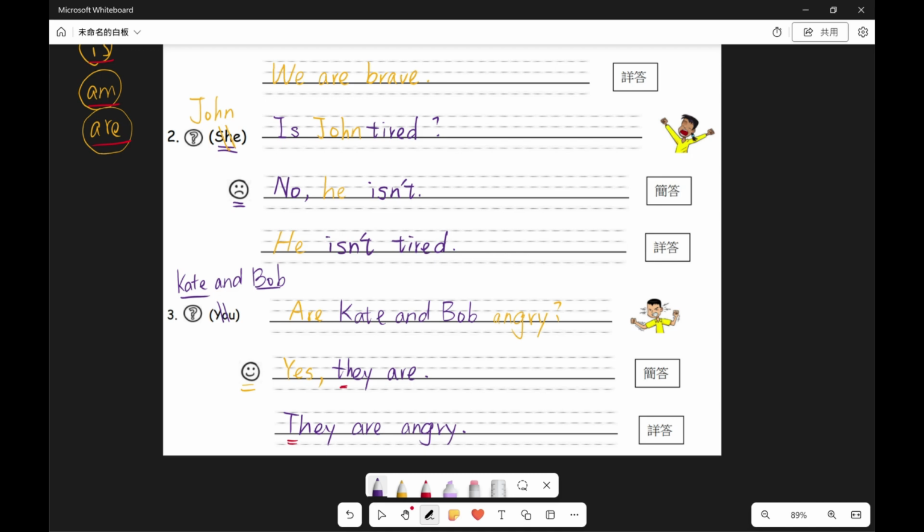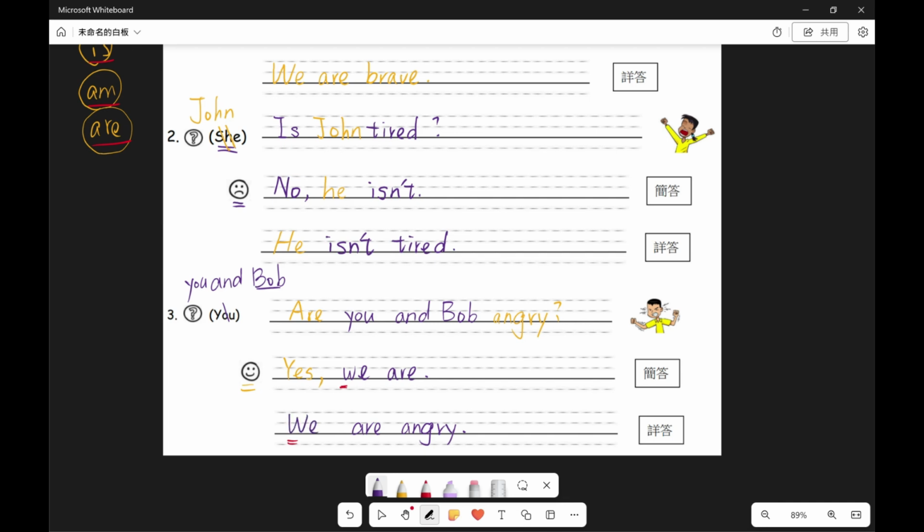Okay, if I change this to you and Bob, so it's not Kate anymore, it's you and Bob. Okay, so are you and Bob angry? So this has you inside, so it's not they anymore. When you see you in a sentence, you have to say we. Alright, so yes, we are. Small letter w, yes, we are, and then we are angry.